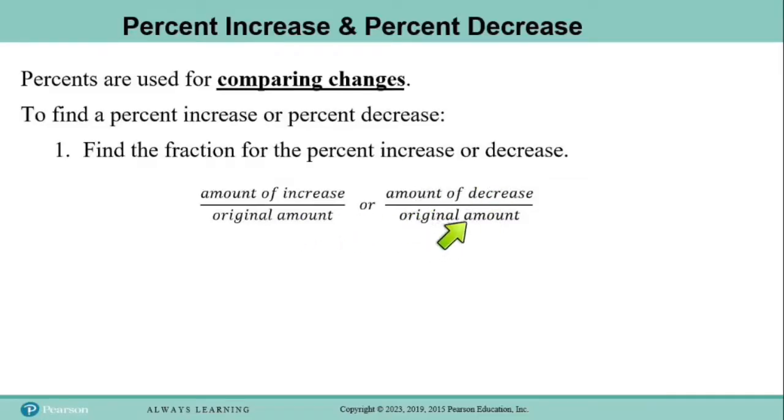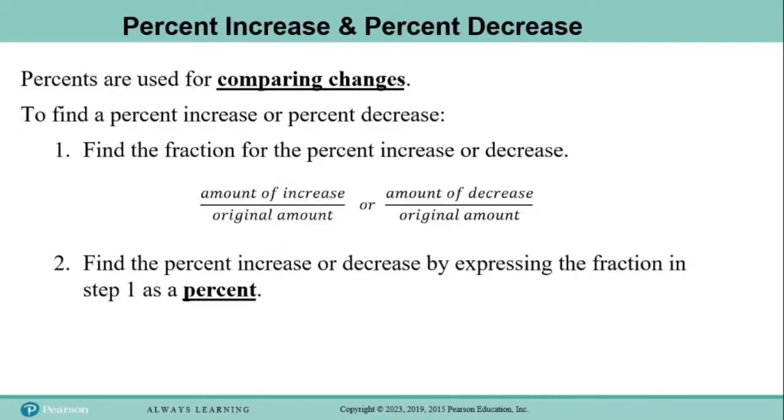But the important thing I want you to notice here is that the bottom number is always the original amount. It's not the new amount, it's always the original amount. So whatever the increase or decrease is, that will be your top number, and then the original number will be the bottom number. And then to get the percent increase or the percent decrease, you take that fraction and convert it to a percent. So on your calculator, you just do top number divided by bottom number, then move the decimal to the right 2 places and put your percent sign on there.